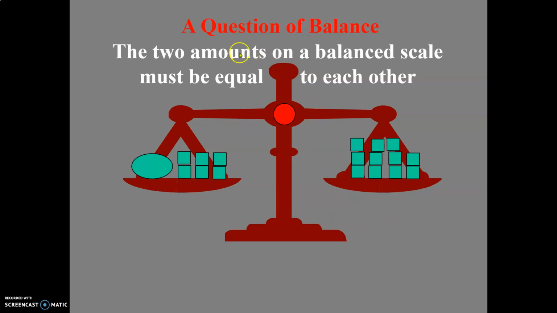So in an equation, two amounts on a balance scale must be equal to each other. That's what it means to be equal. An equation, that's what we call it, an equation. All right? So our question is, well, what does this ellipse weigh? Well, we can look at this and think about it in our head: I've got 11 over here, I've got 6 over here, how many more do I need to make that 11? And you probably can figure this in your head and maybe go, oh, I need 5 more.